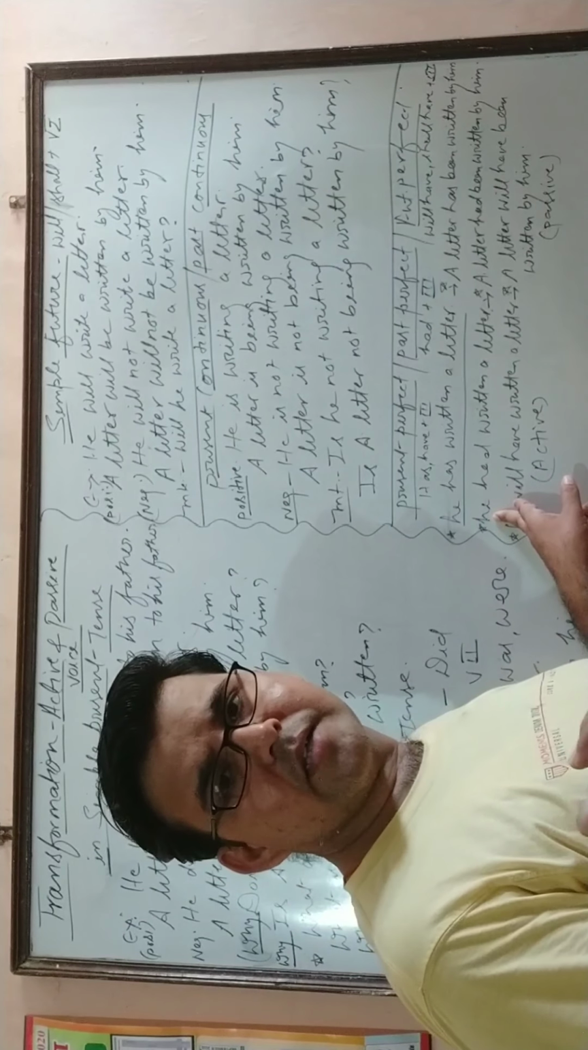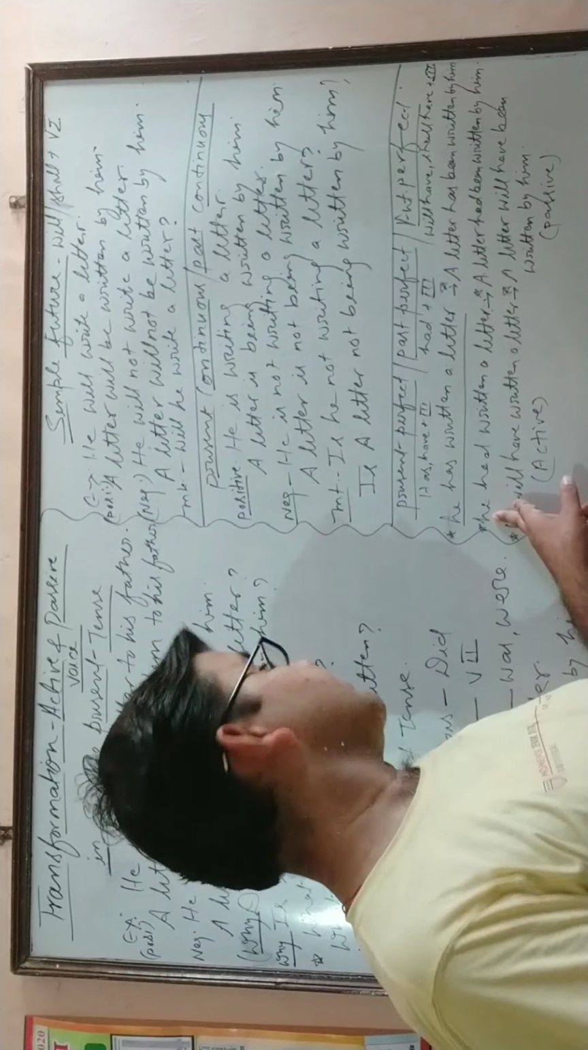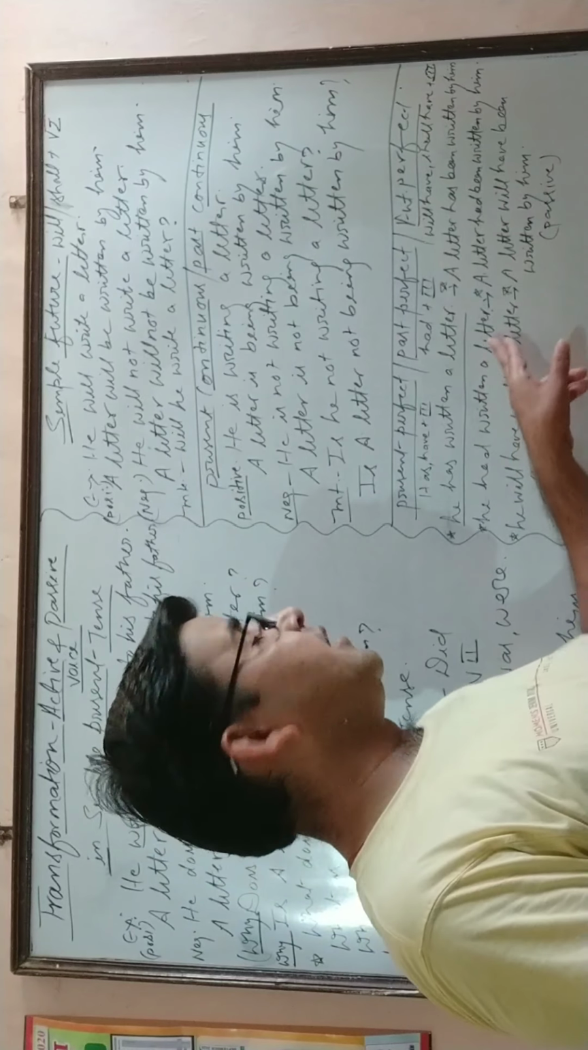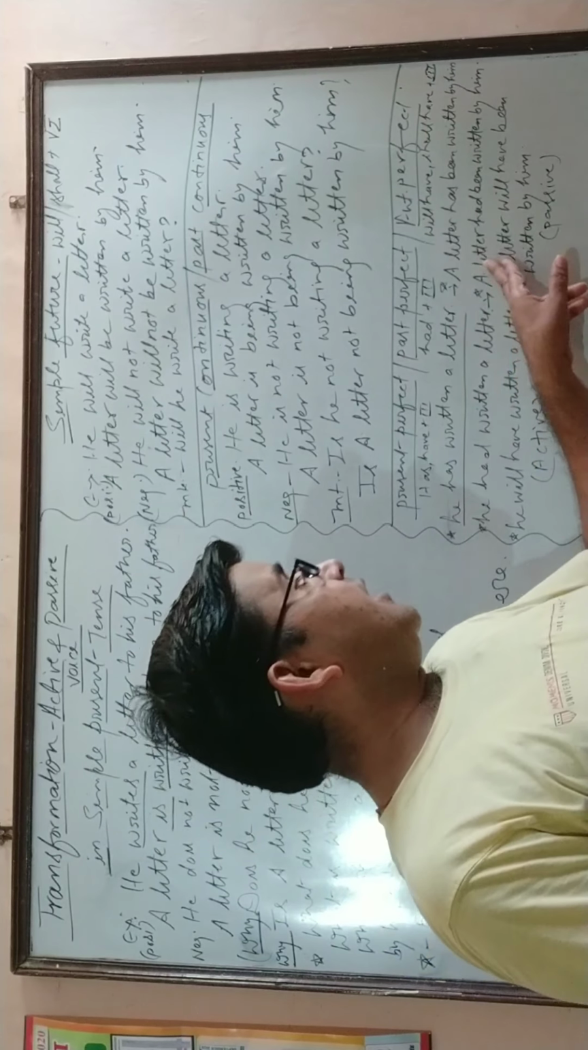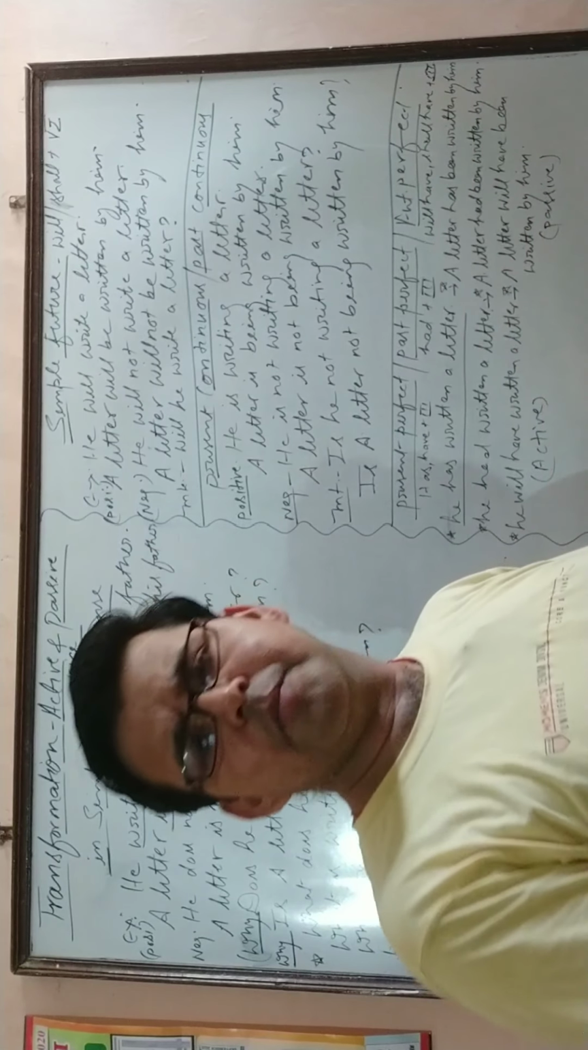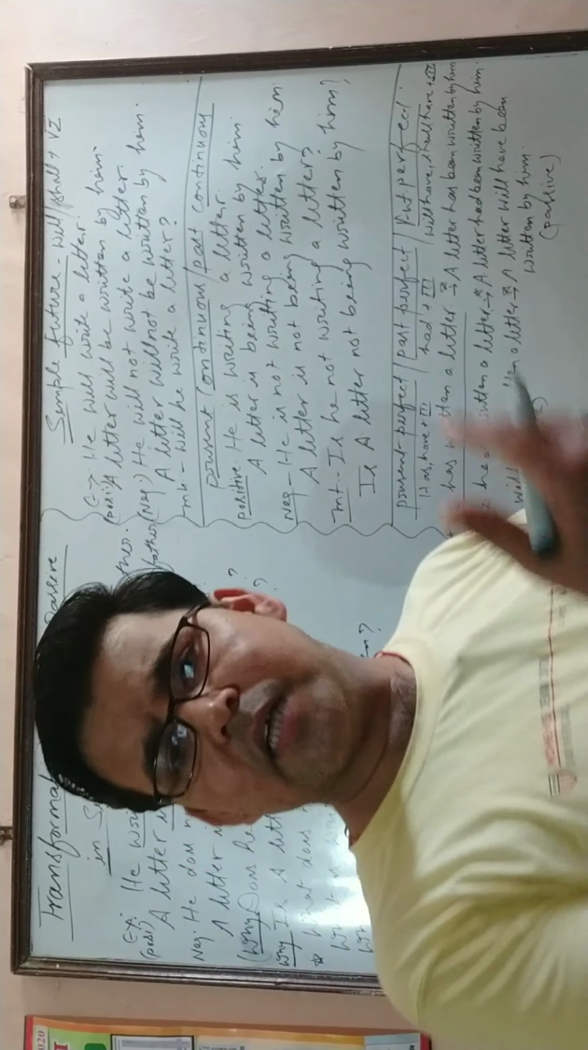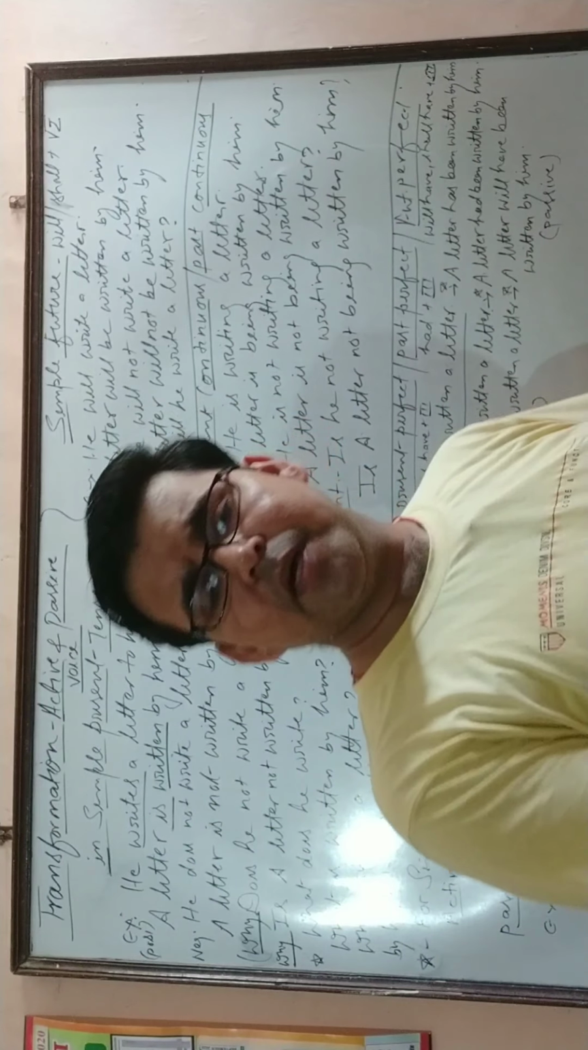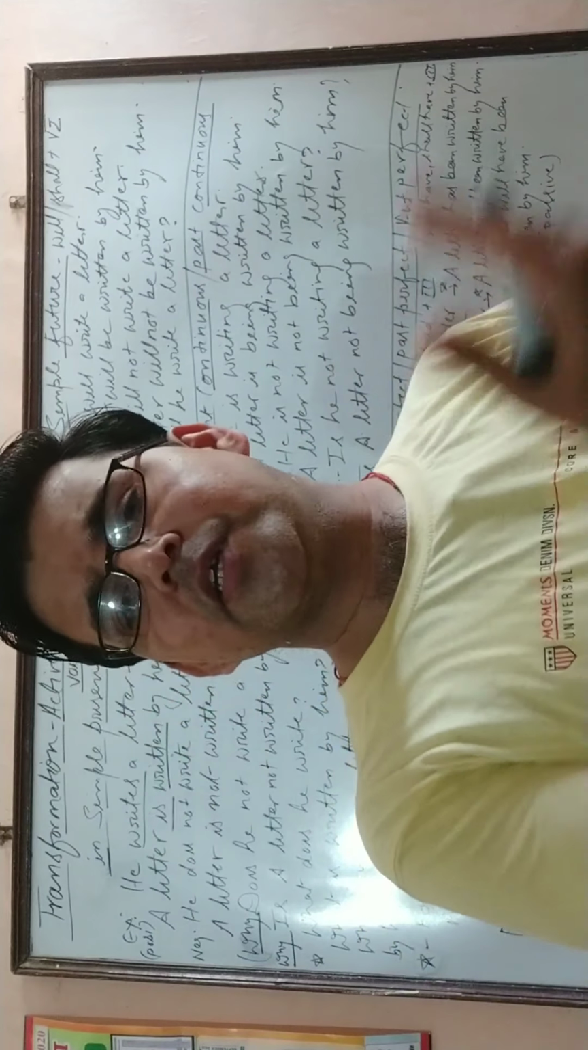In the place of has have, you can use had. He had written a letter. Then a letter had been written by him. Again had been. Has have say has have been. Had say had been. Will have shall have say will have been shall have been.